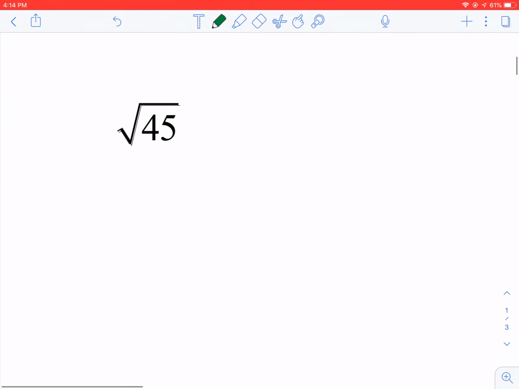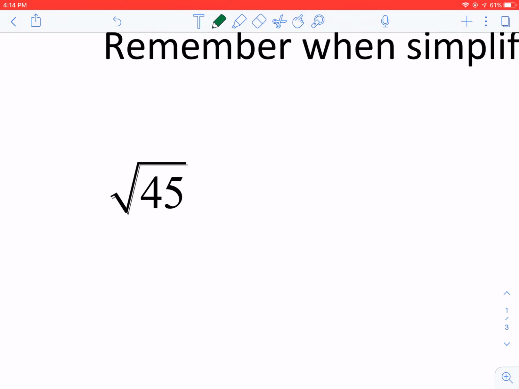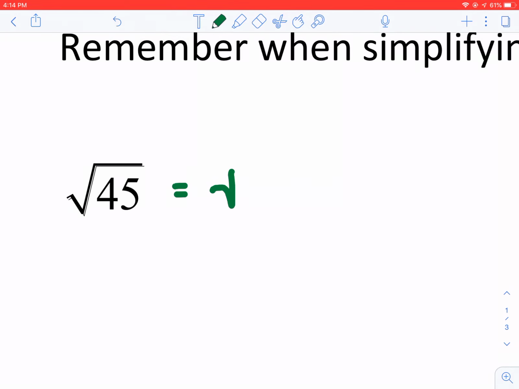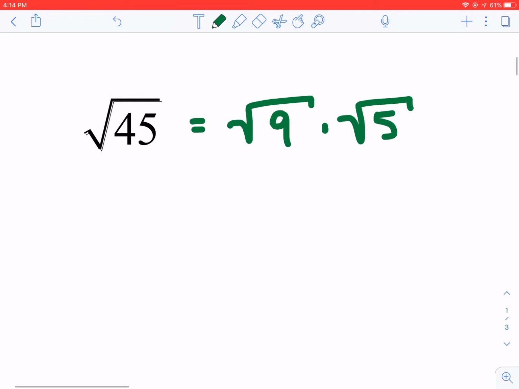And when we do these, we look for what's a perfect square that divides into 45. Well, that is 9. 9 times 5 is 45. So I make this the square root of 9 times the square root of 5 is the square root of 45. And that's a perfect square. Square root of 9 is 3. This becomes 3 square root of 5.